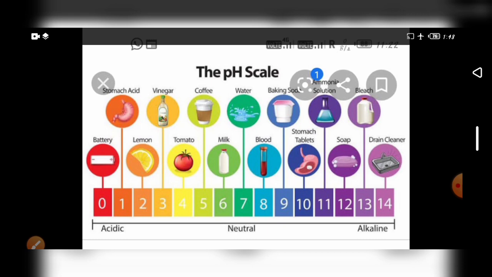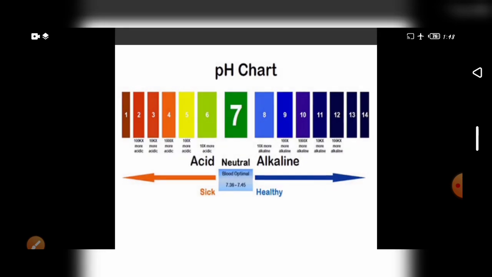Okay, next we go to see here the pH chart. You know very well, this chart says it is acidic, it is alkaline, and 7 is neutral.